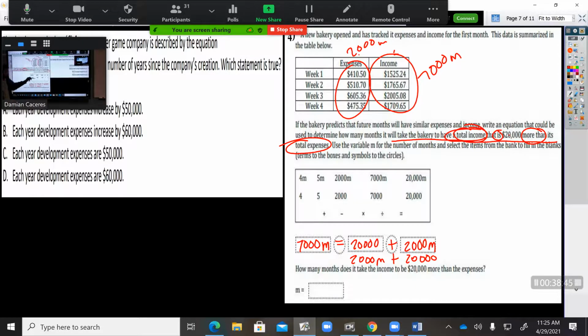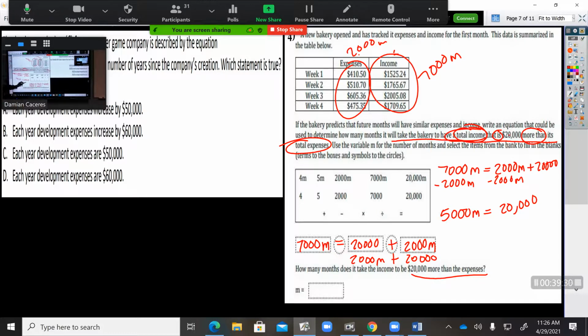So notice, not everything gets used in the box. It's only the information that was calculated. Now, on the bottom, how long does it take for the income to be 20,000 more than its expenses? That's exactly the equation we created, so we just have to solve it. So when you're solving this equation, the first thing you have to do is get the variables to the same side, because how can you get a variable by itself if it's on different sides? You can't. So we need to subtract 2,000 M from both sides. That leaves us with 5,000 M equals 20,000.